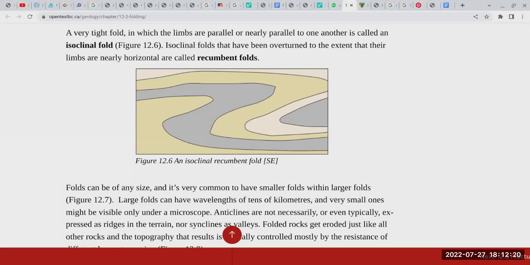So with something like this, it may be almost difficult for you to differentiate an isoclinal fold from a recumbent fold, right? Because just remember, isoclinal is when it is parallel or nearly parallel. But a nearly parallel one could be a recumbent fold, depending on how you are viewing it.